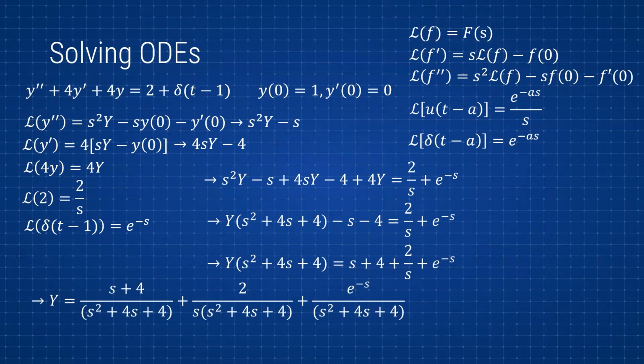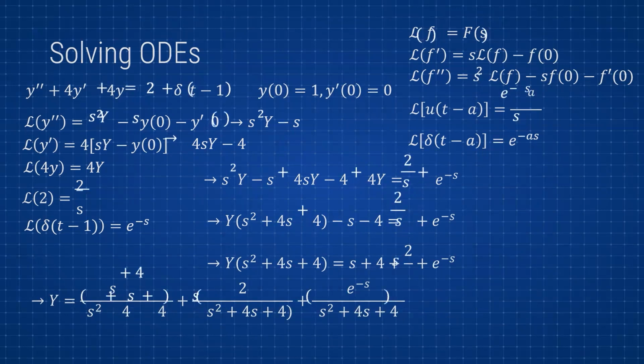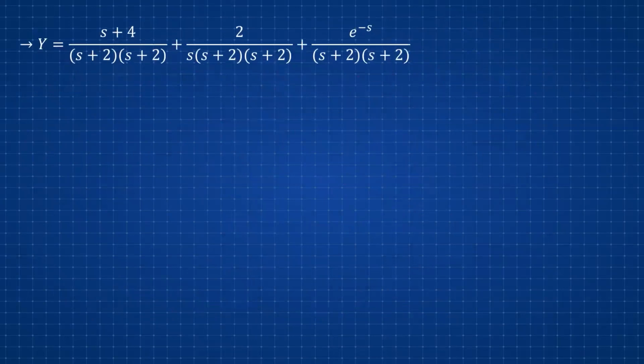And then this one at the bottom, we can factor it out, and we're going to end up with s plus 2 and s plus 2. So you can see here we have capital Y is equal to s plus 4 over s plus 2 times s plus 2, plus 2 over s times s plus 2 times s plus 2, plus e to the negative s over s plus 2, s plus 2. So we can start doing a bunch of PFDs. We can do different things to solve this one. But let's apply all the tricks that we have learned before to make this problem easier.